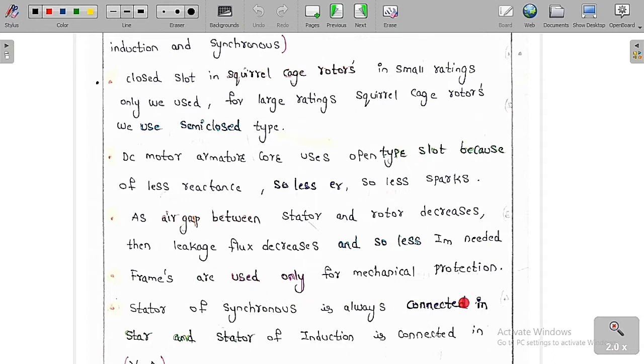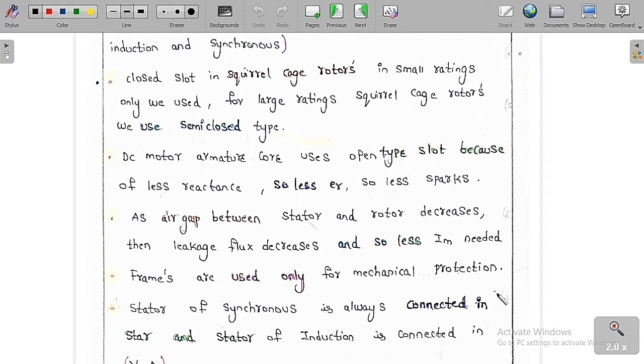Frames are used only for mechanical protection. I already told you, in a DC machine the frames are only used for mechanical protection. There is no flux completion path there. For smaller machines the outer frame is made of cast iron, and for higher machines we go for steel and aluminium.